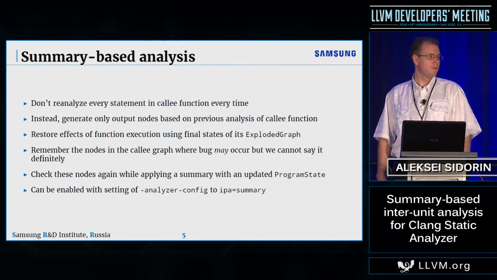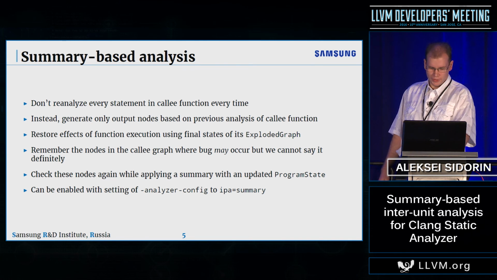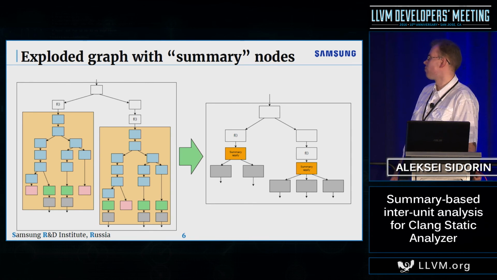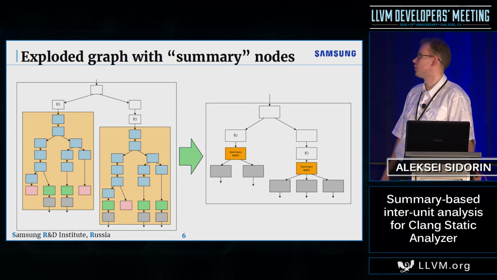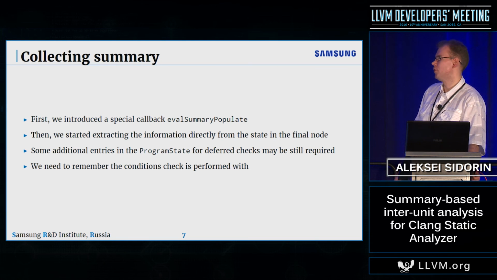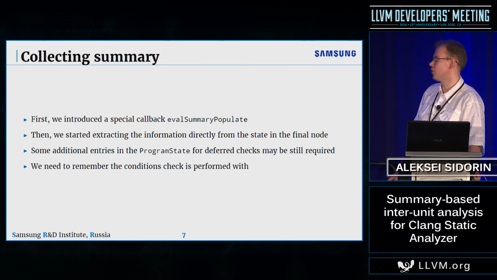Summary-based analysis can be simply enabled by setting the IPA option of the analyzer config to summary, and then we get an exploded graph looking different. This graph contains a single exploded node indicating the beginning of analysis, a number of intermediate nodes created by checkers, and some final nodes corresponding to final nodes of the callee's exploded graph. As I said before, we don't collect the summary explicitly. Instead, we just use the final states of program execution.